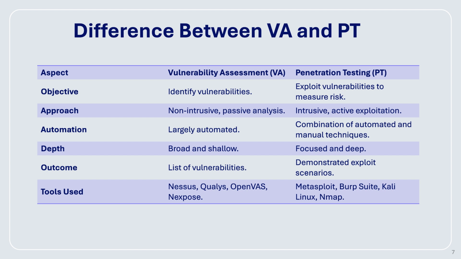exploit your system. In summary, VA gives you a broad overview of vulnerabilities while PT shows you the real world risks by actively testing those vulnerabilities. Both are crucial and work hand in hand to strengthen an organization's security.